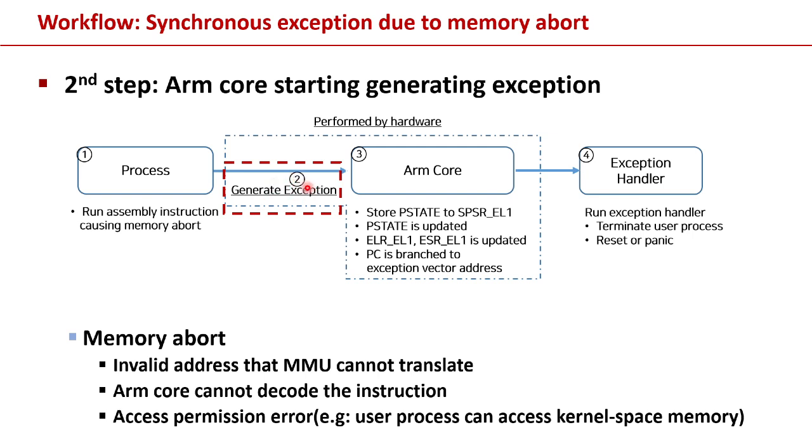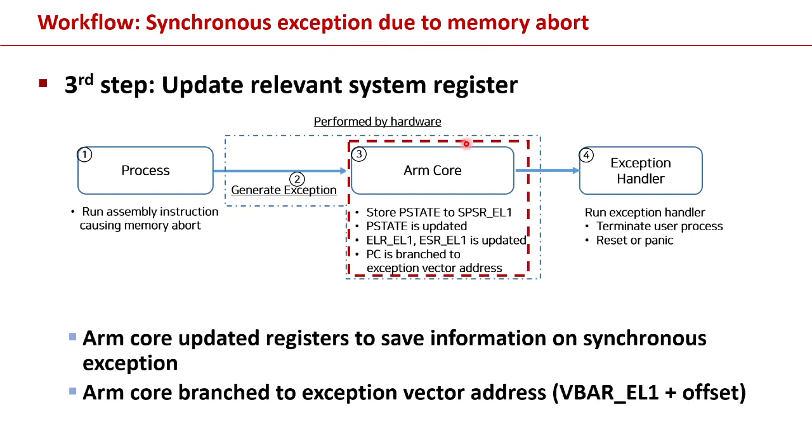This is the second step of synchronous exception due to memory abort. The third step is the most important procedure if you would like to understand the workflow of synchronous exception. That is, relevant registers are updated to hold some important information at the moment of synchronous exception. Let me explain this operation in more detail.